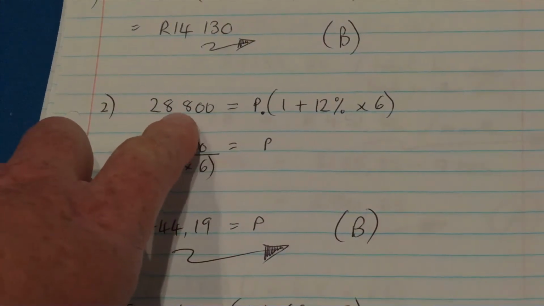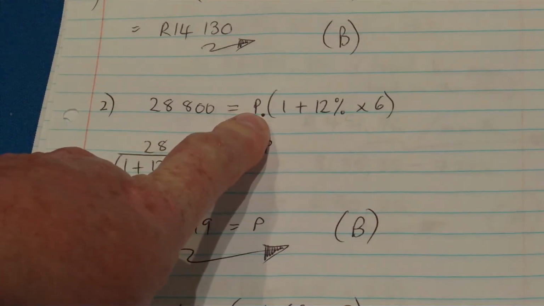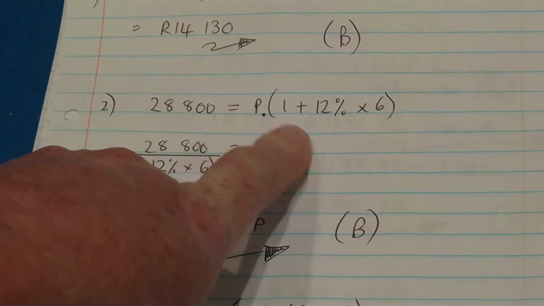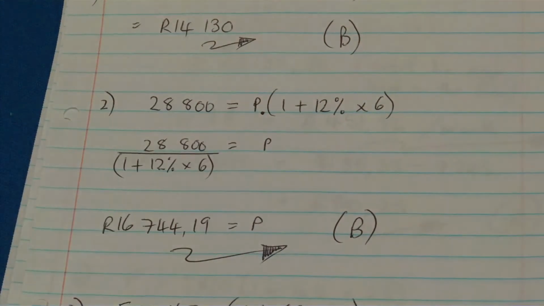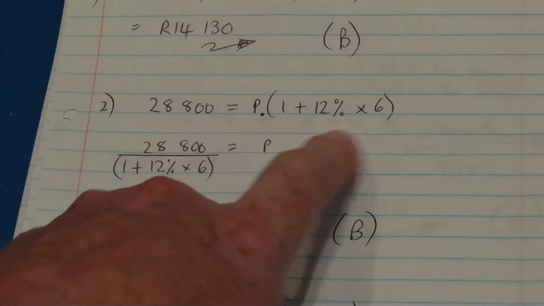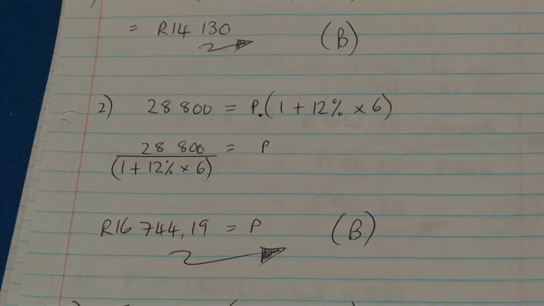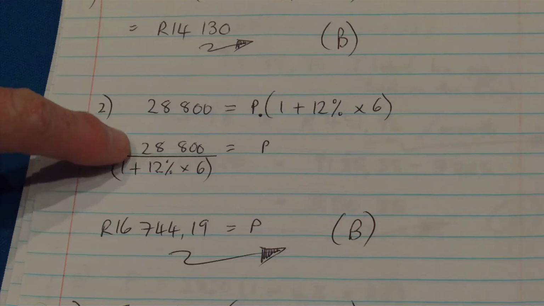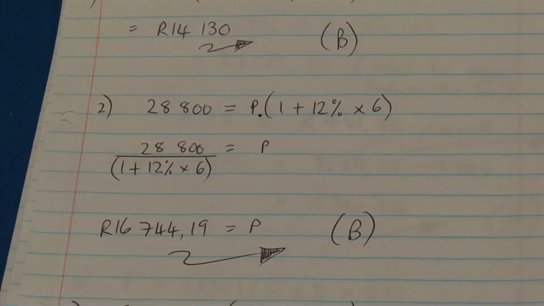Number 2. Here they give you what his investment becomes, and they're looking for what he put in the first place. Do you see what's in between this P and this bracket here? It's a multiplication sign. So you know the rules of equations says you can bring all of this underneath the 28,800. So there it is. Just bring it down underneath, stick it on your calculator, and that's the answer.